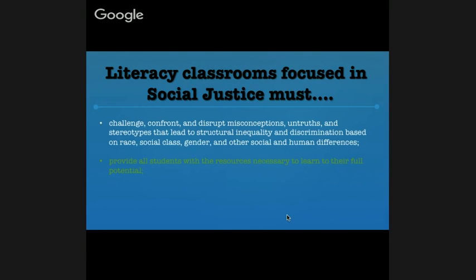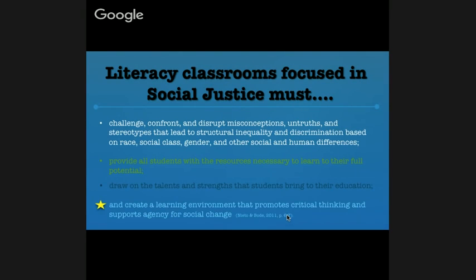But Nieto and Bode also insist that social justice education must draw on the talents and strengths that students bring to their education. And the key here is that a social justice classroom promotes critical thinking and supports agency for social change. This last one is most important because thinking in terms of social justice involves action.